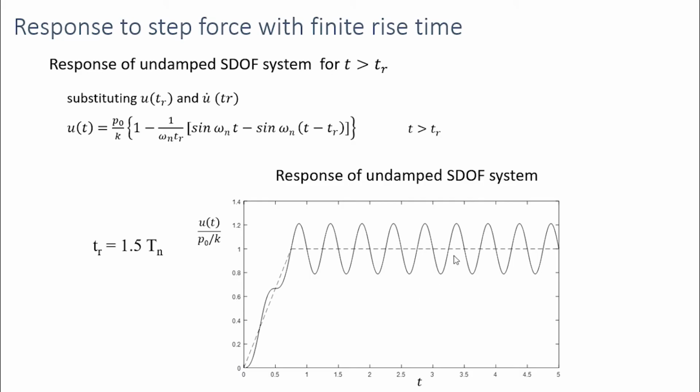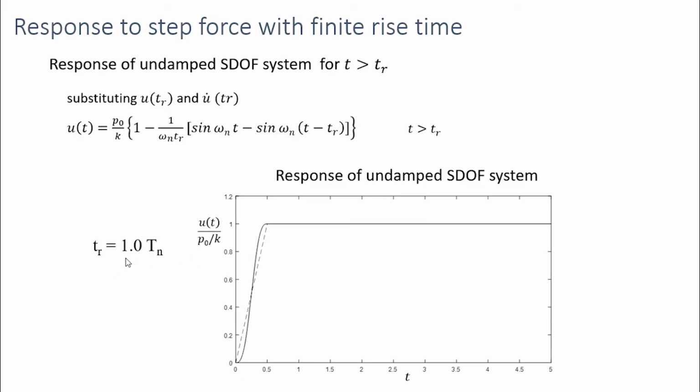amplitude of this vibration increases. This will oscillate only if the velocity is non-zero. So here it is non-zero, so it is oscillating. But the amplitude will be higher than that of Tr is equal to 2.5 or Tr is equal to 3.5. The rise time, if we reduce it further, here there is no velocity, so there is no oscillation.